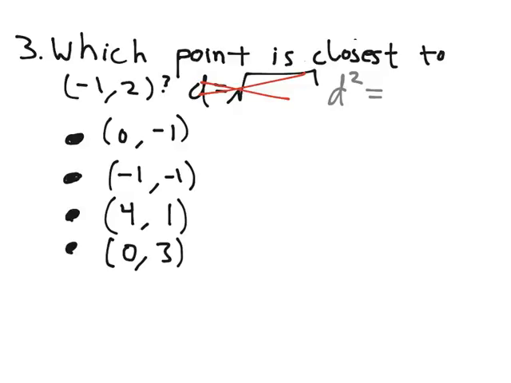So let's look at the first one. We have (0, -1). So my change in x is going to be from -1 to 0, that's a change of 1. And I'm going to square that and add it with the change in y's. The change between 2 and -1 is 3, and that's my d squared, which is 10.